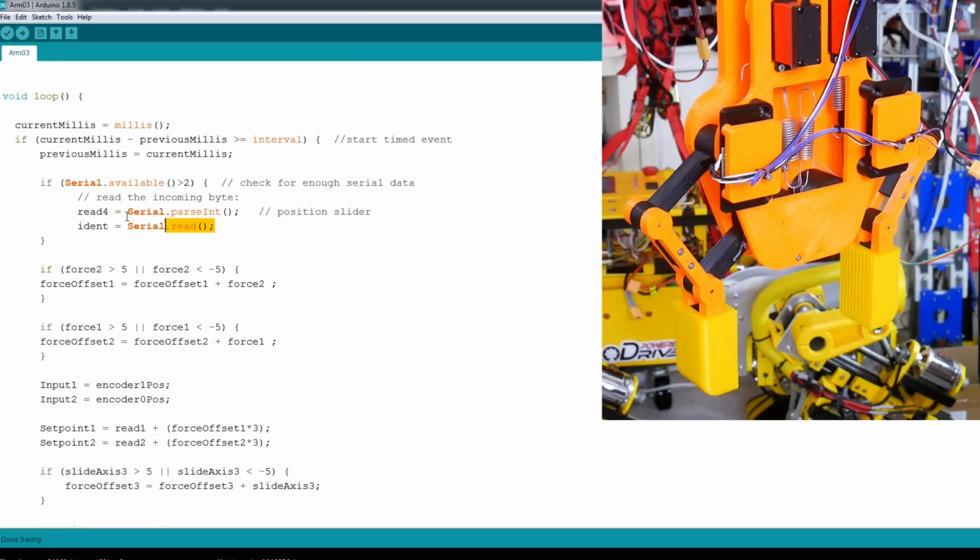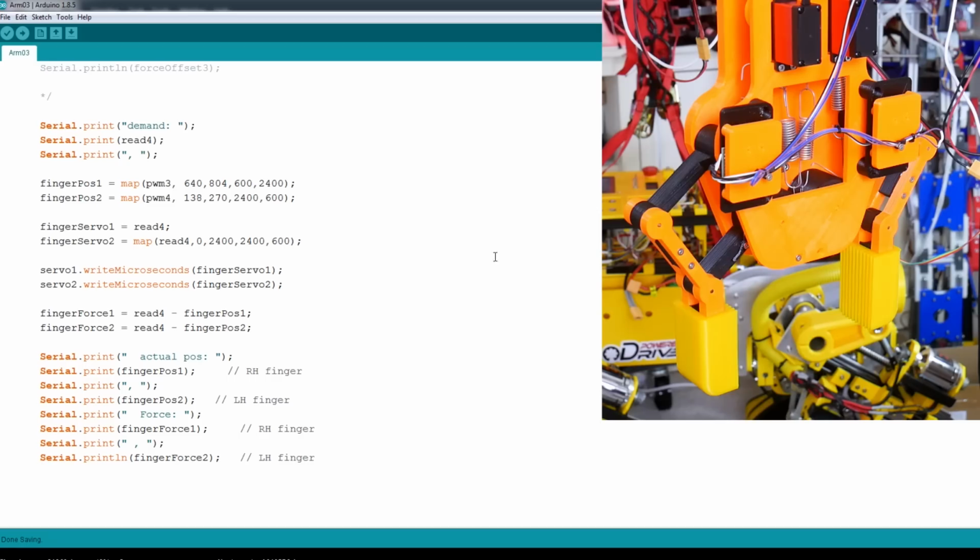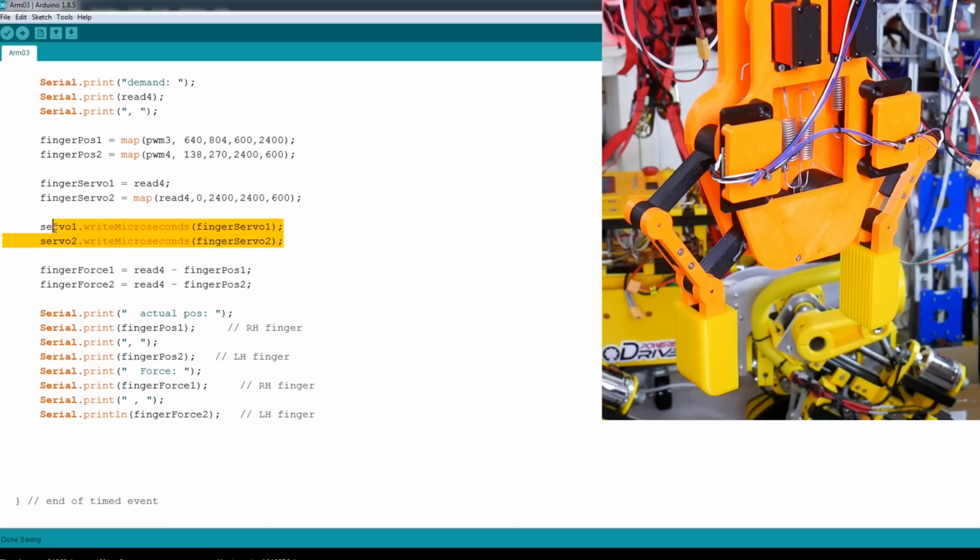So now I am just reading a demand position over the serial terminal that I can type in, and we're basically using that as the demand position for both fingers, so that's called read 4. We've still got the scaling for the PWM values to match that value, so we're going to use a value of between 600 and 2400, and I've just turned one of those upside down because the servos move in opposite directions, so that means they're both the same scale. And we're just controlling the servo positions for those now in microseconds.